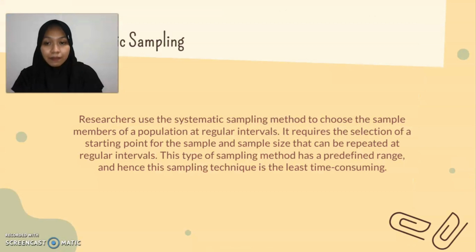Third, systematic sampling. Researchers use the systematic sampling method to choose the sample members of a population at regular intervals. It requires the selection of a starting point for the sample and a sample size that can be repeated at regular intervals. This sampling method has a predefined range, and hence this sampling technique is less time consuming.